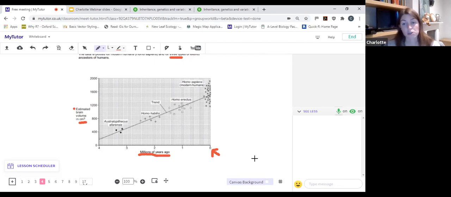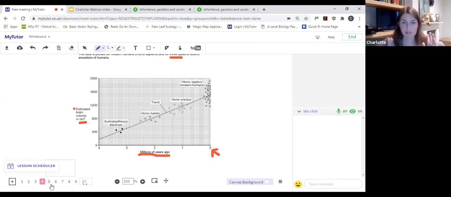Hassan, that's a really good question about whether it would be a negative correlation. I think you could, it depends how you word it, and that's why this question is really important. It's really important to word it properly. So there is a positive correlation between the decreasing millions of years and estimated brain volume. Australopithecus is the name of the last one up there. Afarensis.